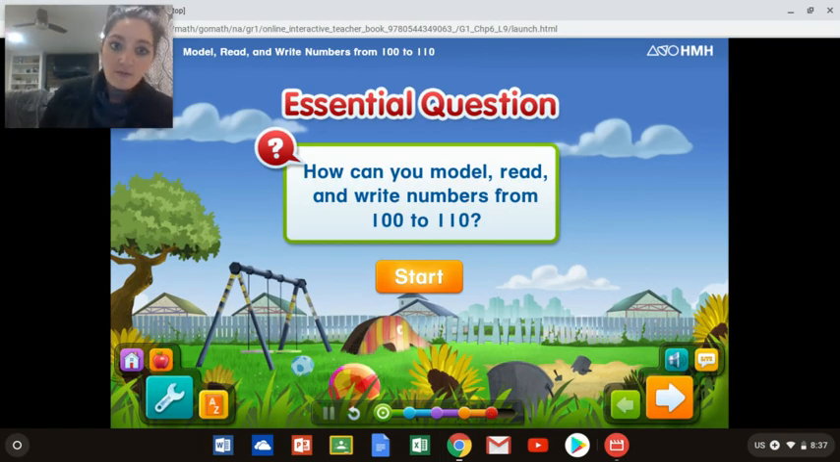Okay, friends, time for math. So for today's math lesson, we are going to look at how we can model, read, and write numbers from 100 to 110. So let's take a look at what this looks like.